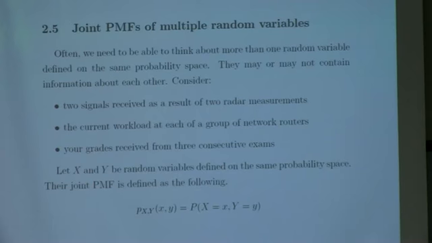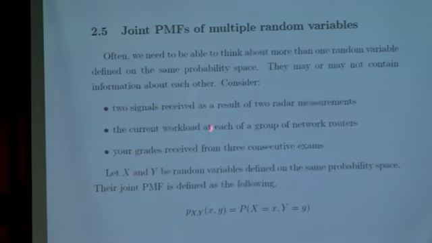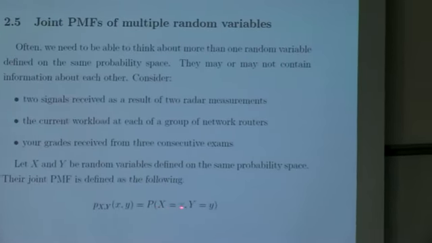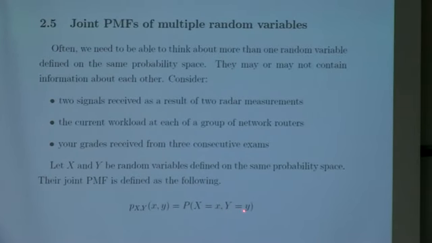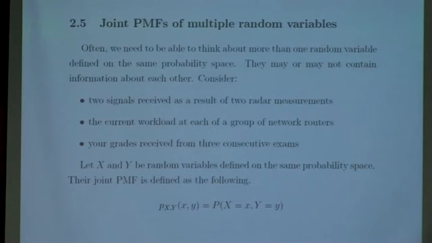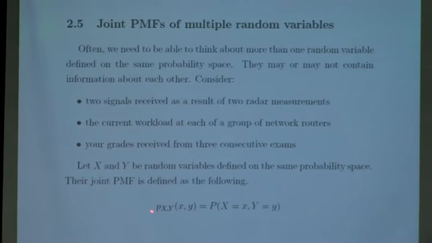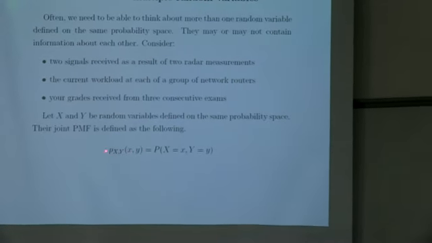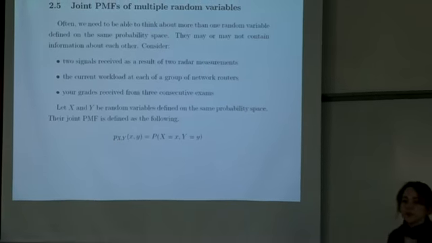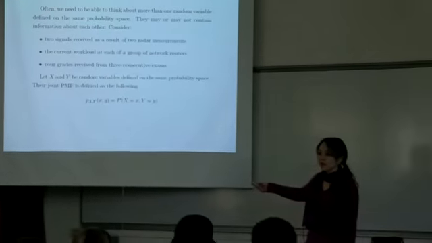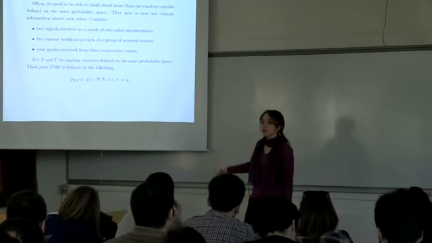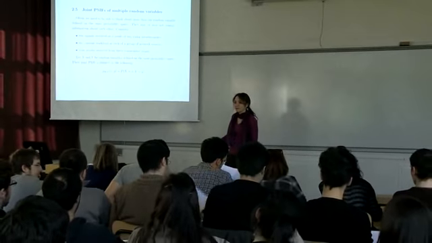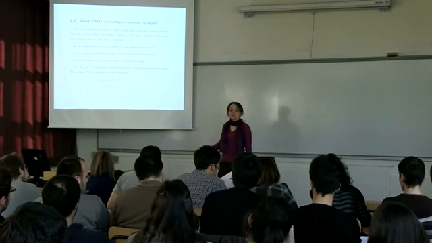The joint PMF of two random variables is defined as the probability that the first random variable takes the value x, while the second random variable takes the value y. This is denoted in shorthand notation as p_XY(x, y). In the subscript, we write the names of the random variables, X and Y. In the argument, there are two values. The first value is the value that the first random variable takes. The second value is the value that the second random variable takes.